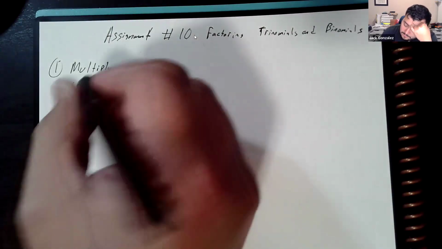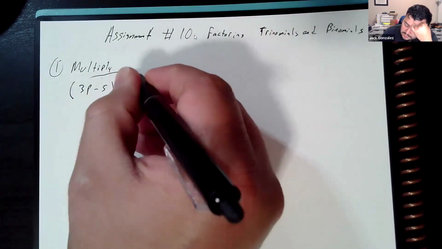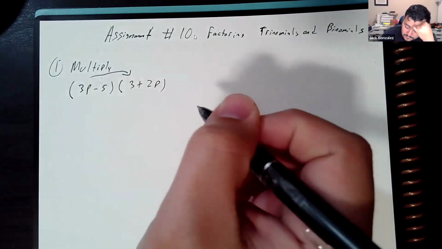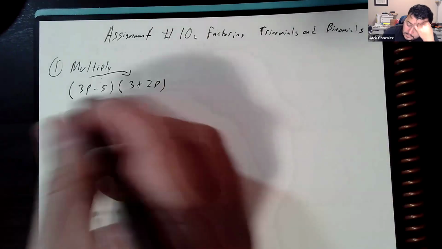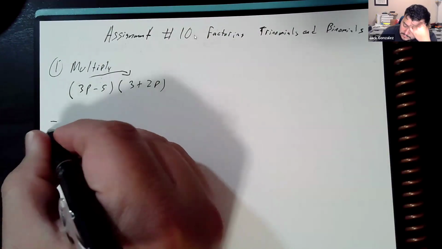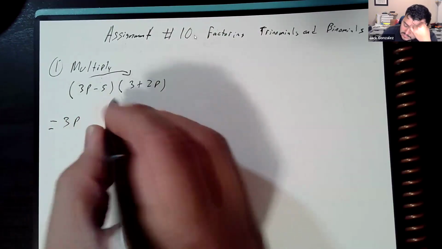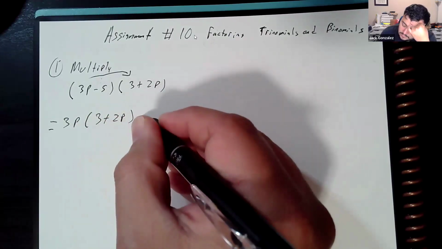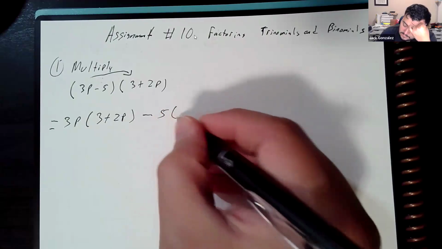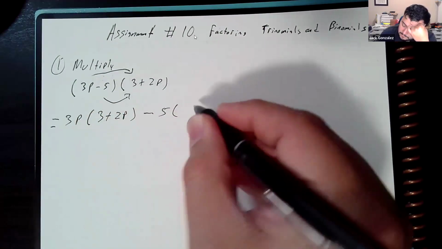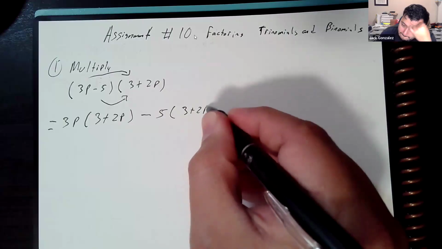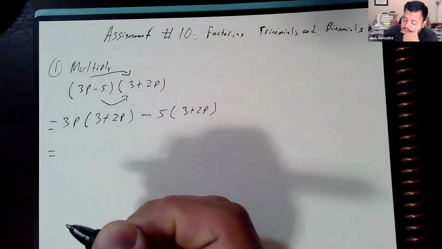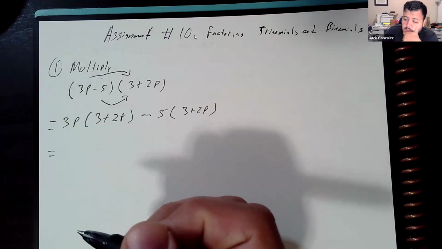What I recommend when you're doing any kind of binomial multiplication or trinomial times binomial is to think of it this way because it's a little easier. Just do 3p times all this stuff and then -5 times that same thing. See what I mean? Now it's just a distribution question, which is something you've done quite a bit.